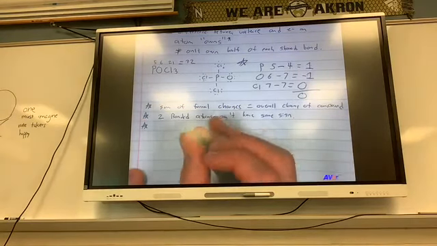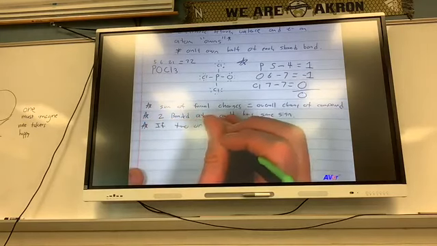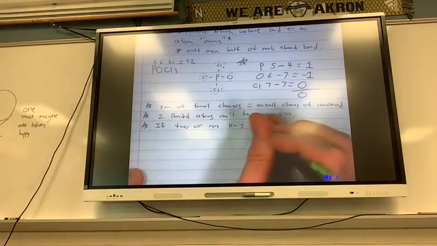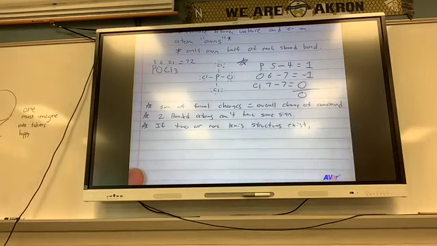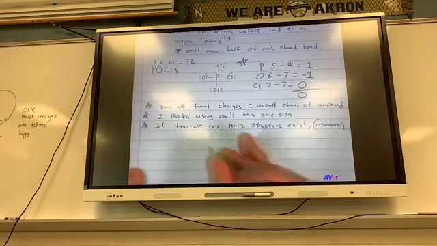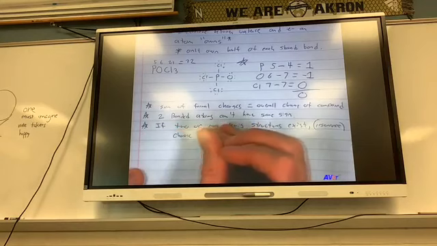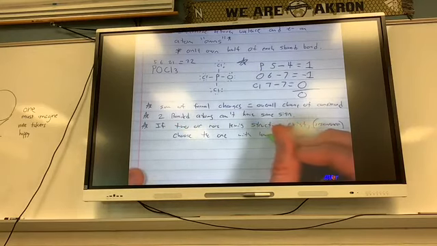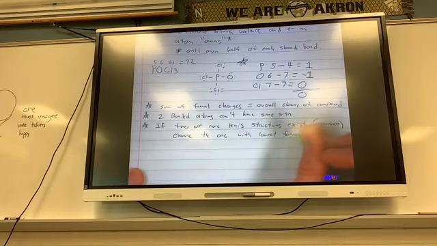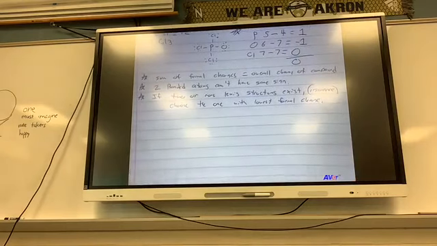And then lastly, here's the kicker. Here's what we're going to do with this. If 2 or more Lewis structures exist, that means resonance, choose the one with the lowest formal charge. What do I mean by that?